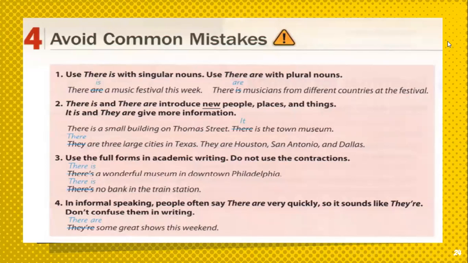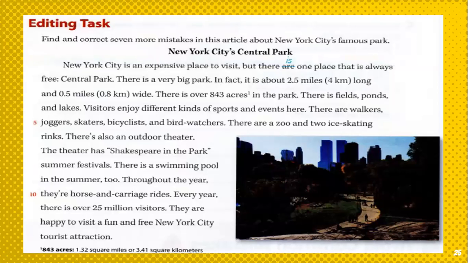Number 4. In informal speaking, people often say there are very quickly, so it sounds like there. Don't confuse them in writing, yeah? This one is when you speak, because we speak with fluency, so we say it very fast. Now, this one is the exercise that we have here. This one is a paragraph. We find and correct 7 more mistakes in the article about New York City's famous park. I read and you tell me what the mistakes are, okay?